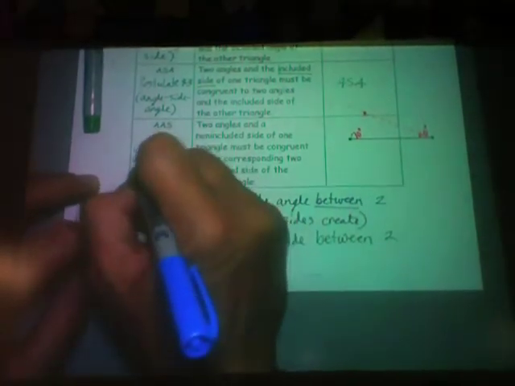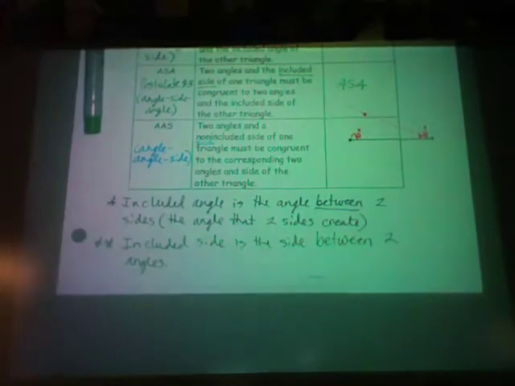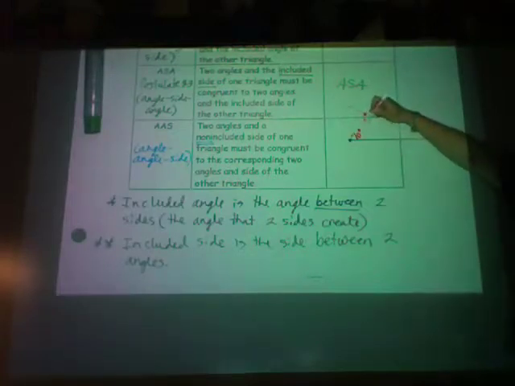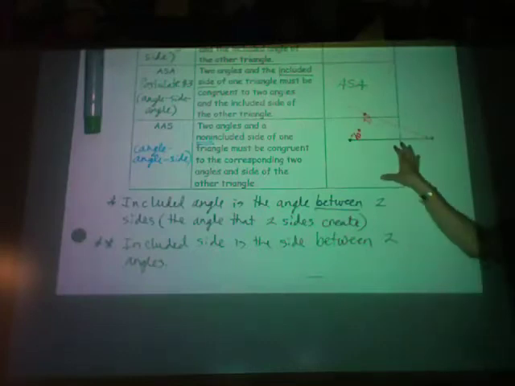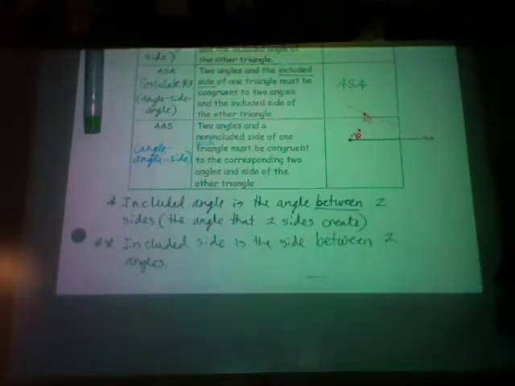But it is angle, angle, side. But this time, and underline that not included, this time that side is not included. It's not in between those two. Which means that instead of telling you that you have to have 20 degrees there, I would tell you that you have a 90 degree and a 70. You have this side, you have to make a 70 here, and then that one has to be a 90.